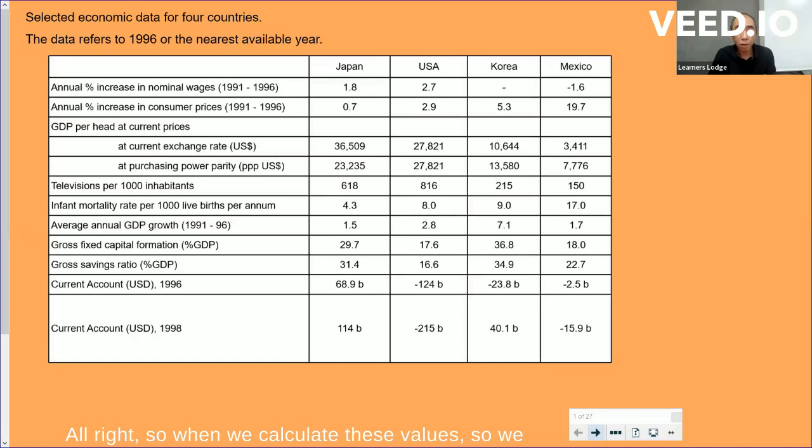All right, so when we calculate these values, we simply plug in the values for Japan, for instance. 1.8%, which is the percentage change in nominal wages, minus the 0.7% inflation rate, gives us 1.1%. Now you repeat the same process for USA. USA will be taking 2.7% minus 2.9% inflation rate. That gives you a negative 0.2% percentage change in real wages, which means that real wages in America actually fell between 91 to 96 by 0.2%.